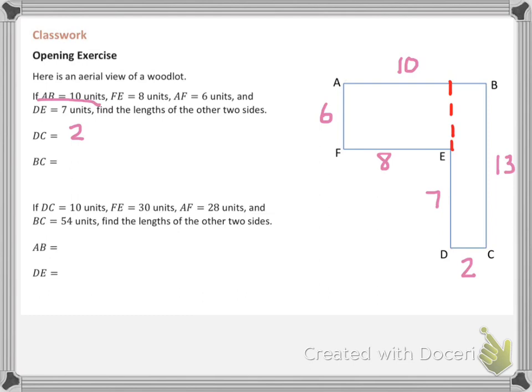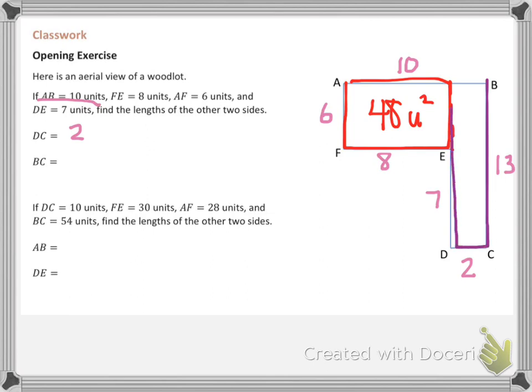And it does change some things. It means that our rectangles are a different size. Now I have a 6 by 8 rectangle up here on top. That's 48 square units. And then I have a 13 by 2 rectangle over here on the side, and 13 times 2 is 26, and when you add those together you get 74 square units.